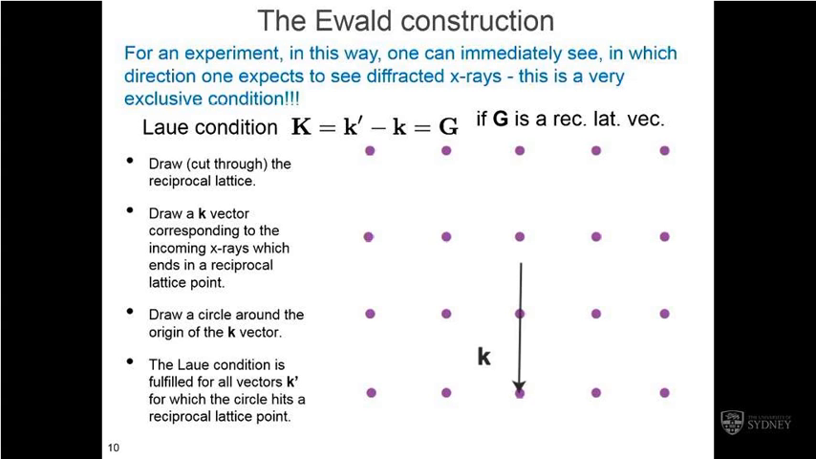The way that you proceed is you draw your wave vector that corresponds to your incident X-rays. For example, it has corresponding energy equivalent to this sort of magnitude of the K vector. And then you draw a circle around it. It's called the Ewald sphere.